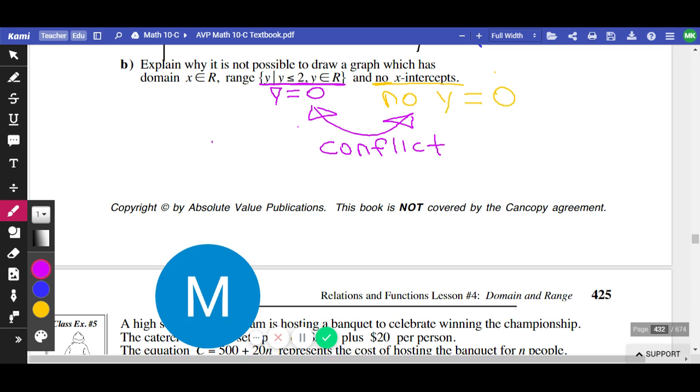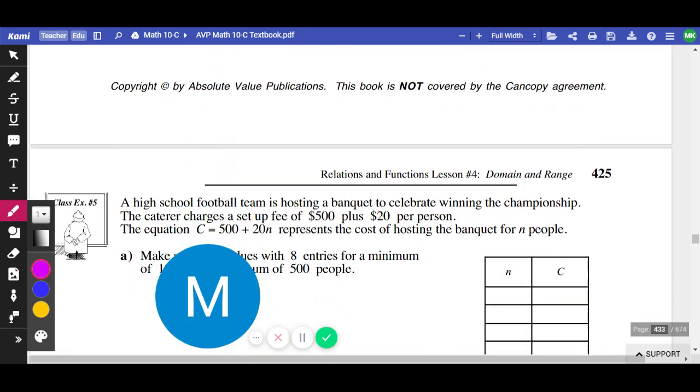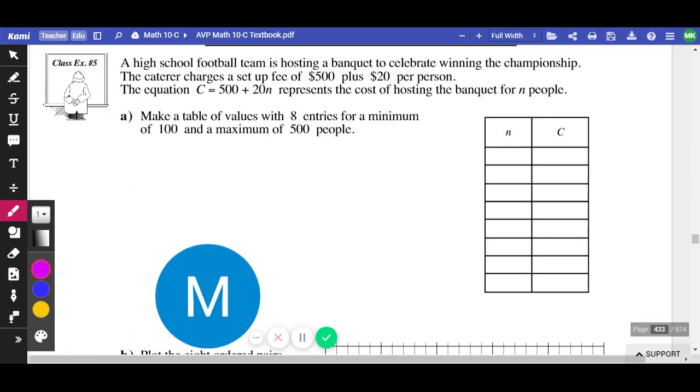Awesome. The last example that I do want to do with you is this word problem, because domain and range with word problems is a little bit different. Also, this is kind of like what we keep building up to in every lesson, right? These graphs and these word problems. It says a high school football team is hosting a banquet to celebrate winning the championship. The caterer charges a setup fee of $500 plus $20 per person. The equation right here represents the cost of hosting the banquet for N people. So C is the cost, N is the number of people coming.